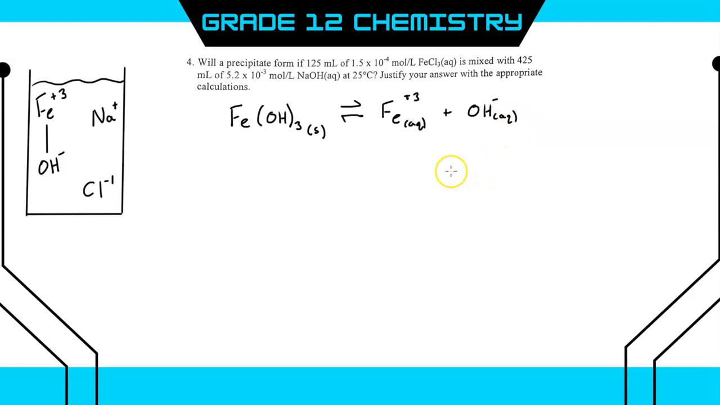Now we need to figure out if it actually does precipitate with the concentrations that we were given. So our Ksp, we're going to use our equilibrium law. Ksp is going to be the product of the concentrations of our products. It's a mouthful, I know. So we have iron and hydroxide.